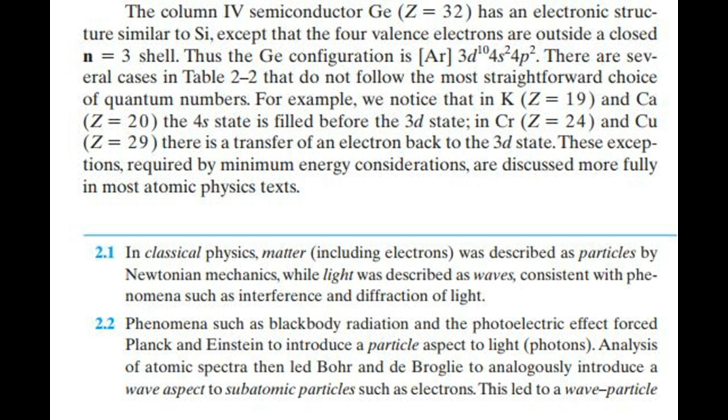Ar 3d10 4s2 4p2. There are several cases in Table 2.2 that do not follow the most straightforward choice of quantum numbers. For example, we notice that in K, Z equals 19, and Ca, Z equals 20, the 4s state is filled before the 3d state. In Cr, Z equals 24, and Cu, Z equals 29, there is a transfer of an electron back to the 3d state. These exceptions, required by minimum energy considerations, are discussed more fully in most atomic physics texts.